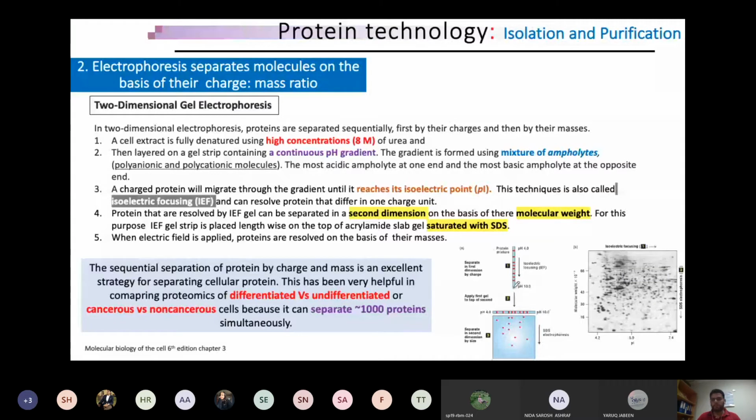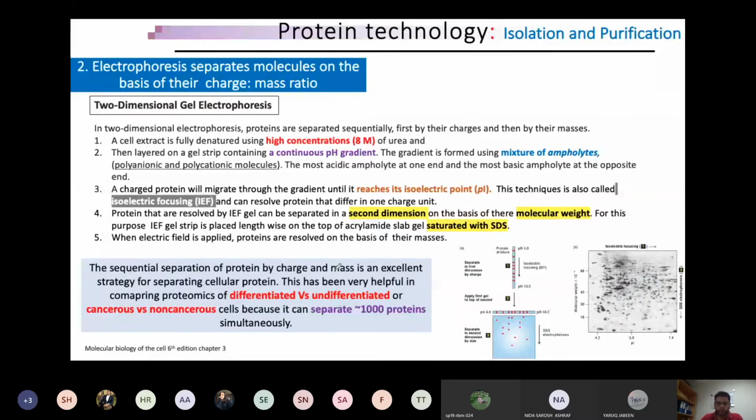This is a commercially made gradient, so we can be sure that they are what they claim. If they claim that this end is pH 4 and this end is pH 10, they are fine with that. They know what they are saying. So that means the most acidic ampholytes will be at one end and the most basic at the other end. Then you load your denatured proteins on this strip, and these proteins will reach their isoelectric point and arrange themselves. This is called isoelectric focusing. So this technique is also called isoelectric focusing.